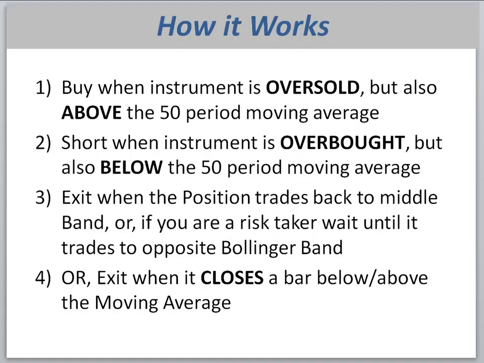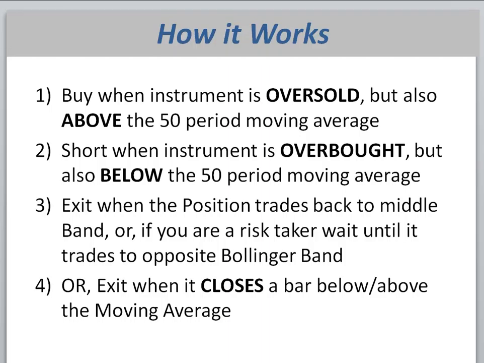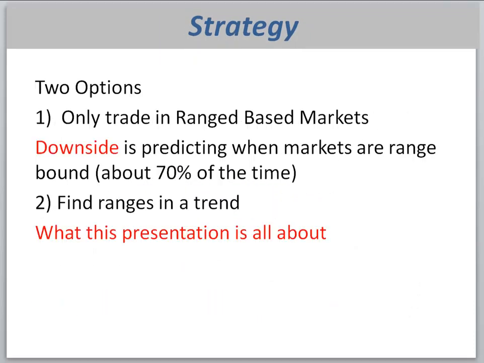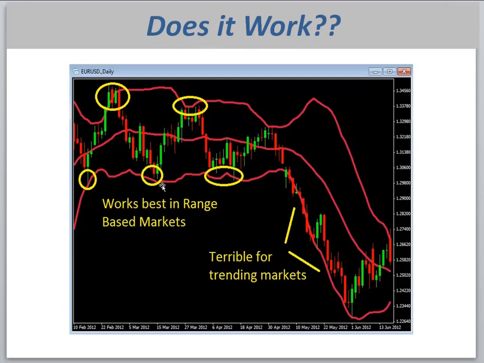Okay. So how it works, we're going to be buyers. I'm going to put out all the rules, and then we're going to look at a couple charts. We're going to be buying when an instrument is oversold, right? Let's go back to our charts here. We're going to be buying when our instruments are oversold, when they trade around the lower Bollinger Band, and we're going to be shorting and selling when they become overbought.